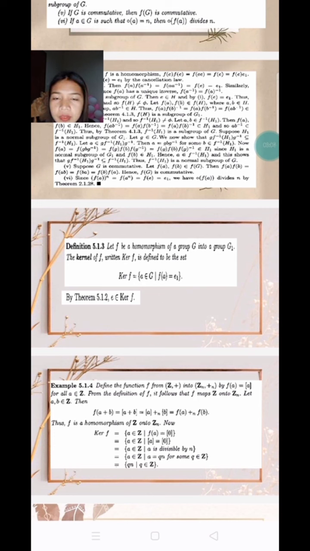Then in number 5, suppose G is commutative. Let f(A), f(B) be elements of f(G). Then f(A)f(B) is equal to f(AB), which is equal to f(BA), which is equal to f(B)f(A). Hence, f(G) is commutative.